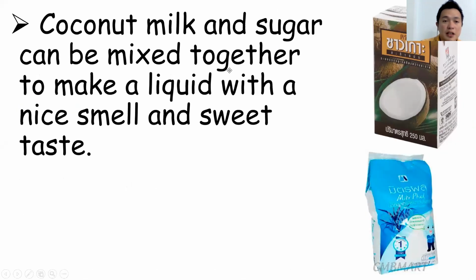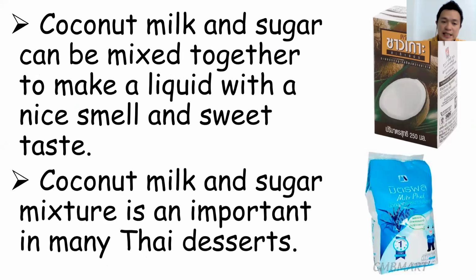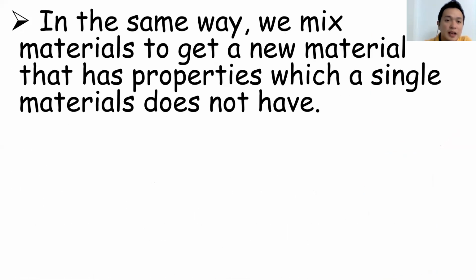So another thing, coconut milk and sugar can be mixed together to make a liquid with a nice smell and sweet taste. See that? Coconut milk and sugar mixture is important in many Thai desserts. In the same way, we mix materials to get a new material that has properties which a single material does not have.